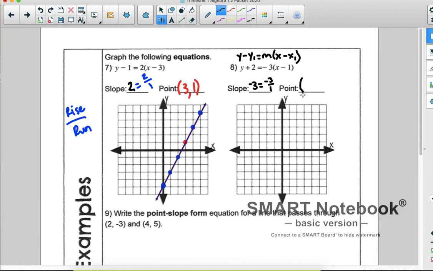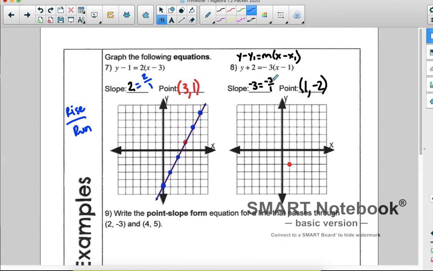The point is what's with the x. With the x, it looks like a -1, so that's going to be a +1. And with the y, it says +2, so the inverse of a +2 is a -2. So this is my starting point. That's where we start. So 1, -2. So on the x, we go to +1. Then -2 means going down 1, 2. So that's my starting point.